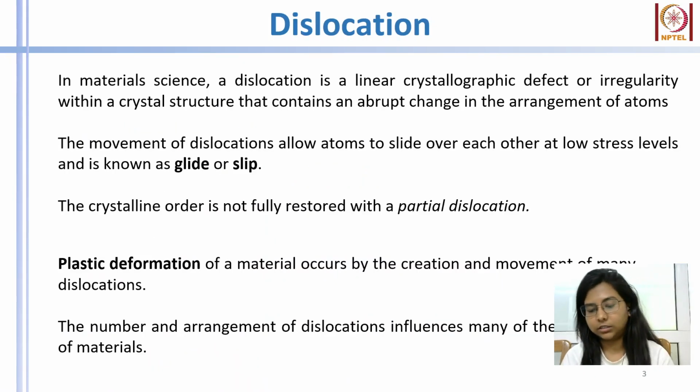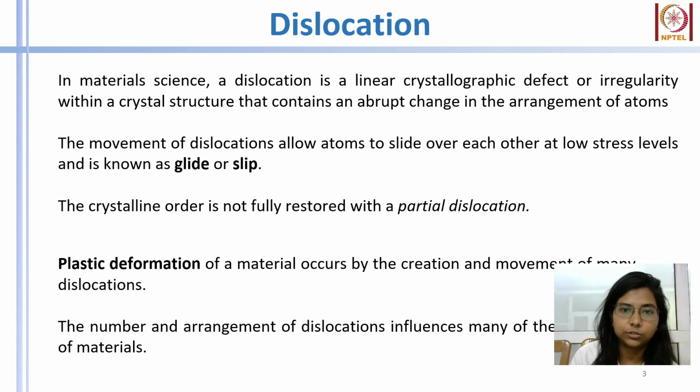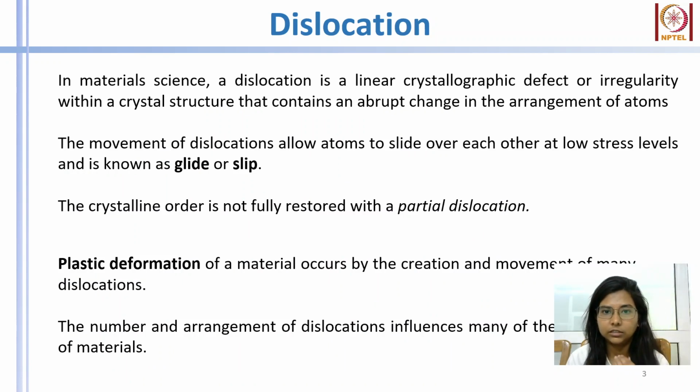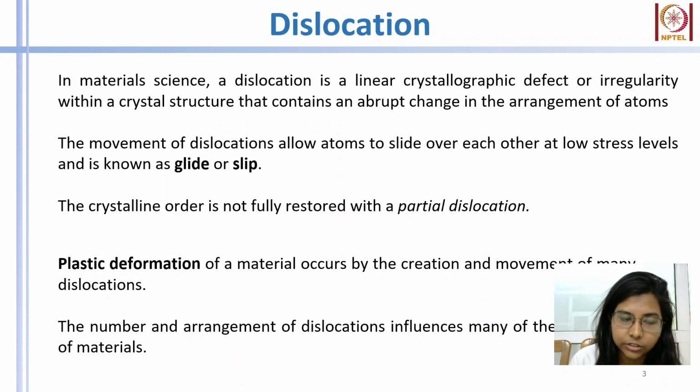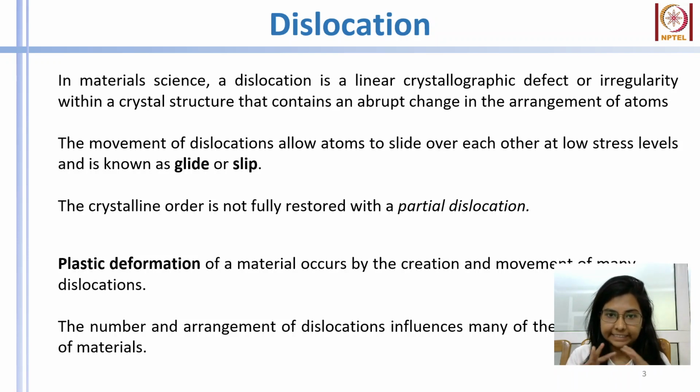So what is a dislocation? In material science, a dislocation is a linear crystallographic defect or irregularity within a crystal structure, which leads to an abrupt change in the arrangement of the atoms. The structure around the dislocation changes. Although far beyond the dislocation the structure is retained, in the neighborhood there is a change. Now these dislocations can slip, so we know that.